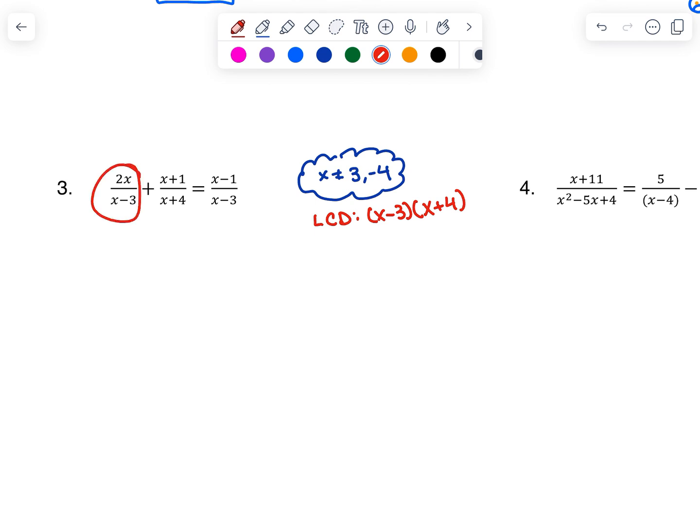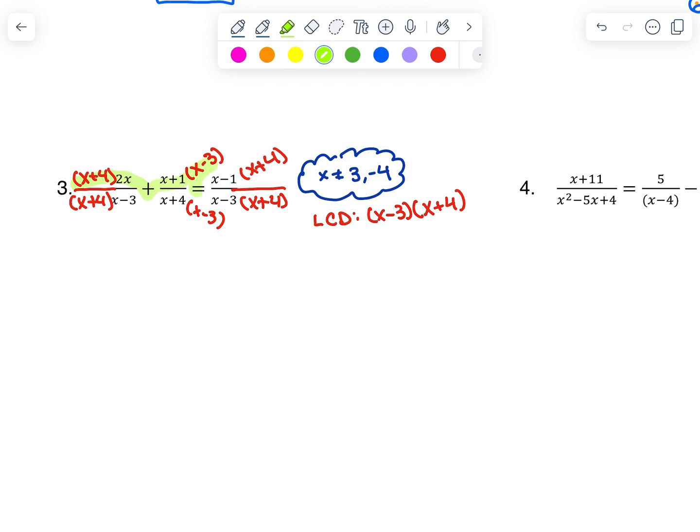So in the first fraction, we are missing an x plus 4. So I'm going to go ahead and multiply by x plus 4 over x plus 4. The second fraction, I'm missing an x minus 3. So I've got an x minus 3 over x minus 3. The third fraction, I'm missing an x plus 4 and an x plus 4. So now that the denominators are all the same, they're all x minus 3 times x plus 4, I can focus on just this numerator here.